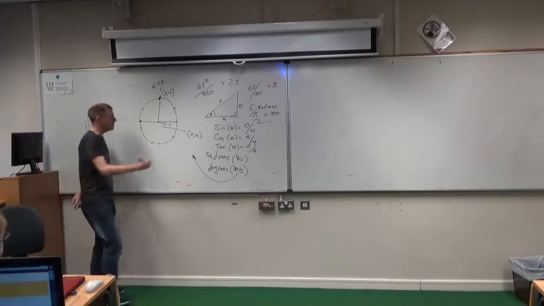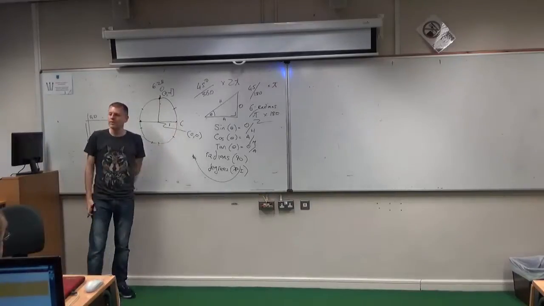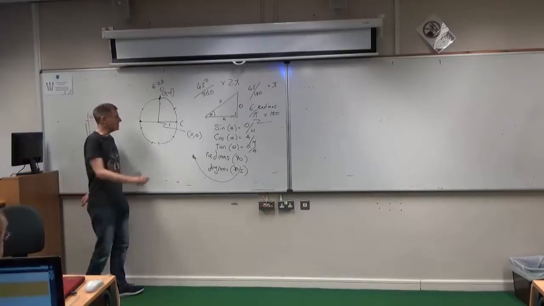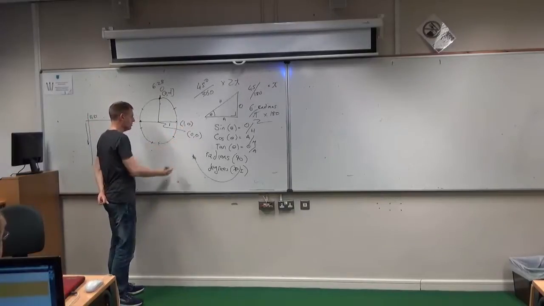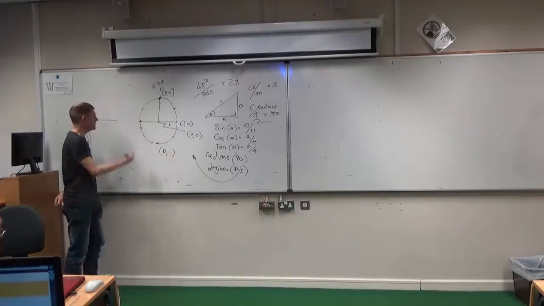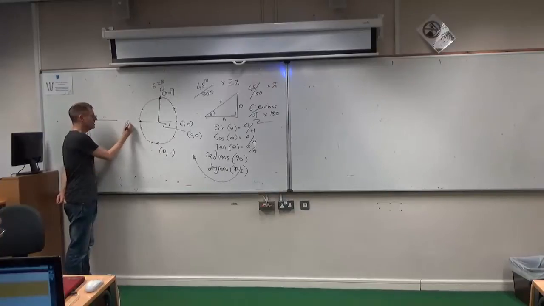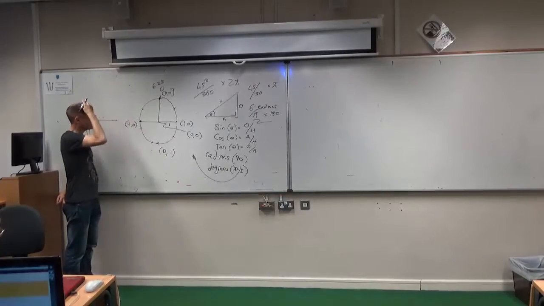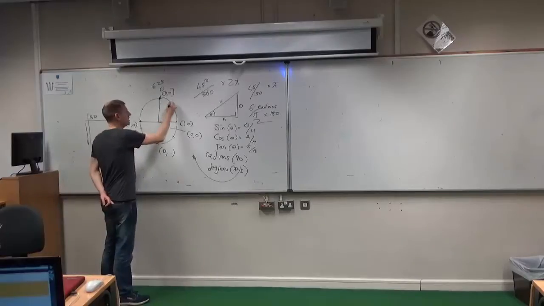Okay. What would be the coordinates of this point here? 1, 0. Yeah, this would be 1 on the x and 0 on the y. And this point here would be? So it would be 0 on the x and 1 on the y. And this point here would be? Minus 1 and 0.